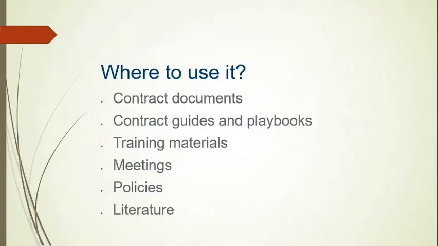Where to use it? In contract documents, so it should be easy in understanding. Contract guides and playbooks, training materials, in meetings, in policies, and we'll be discussing here in literature. In literature, conversational style can be very beneficial sometimes because people might not find time in searching dictionaries and terms if they want to read your text. We know that purple or ornate style is something you should avoid. You should avoid clichés and common day-to-day speeches, but it is very necessary for writers to write in a language that is understandable by the common people because literature is written for the common people.